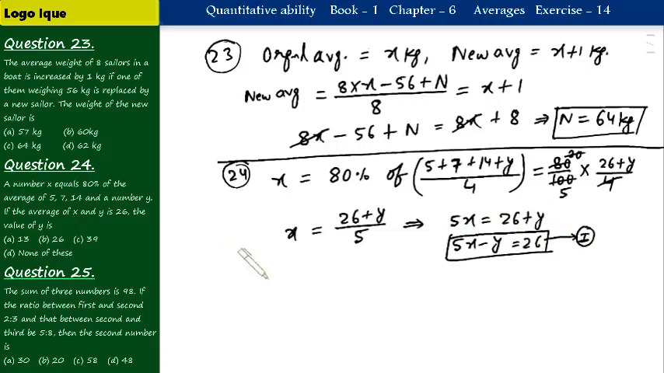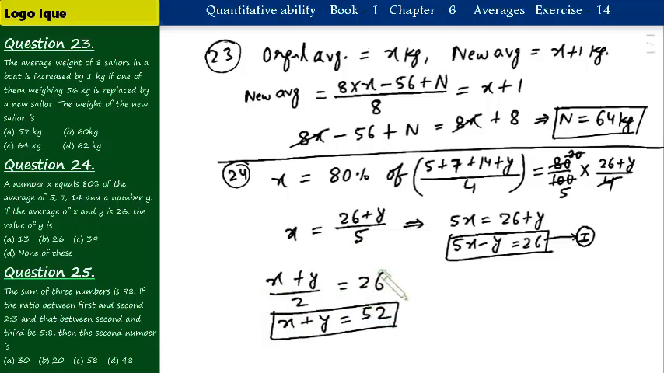Now similarly, it says the average of x and y is 26. So x plus y upon 2 is equal to 26. That means x plus y is equal to 2 into 26, that is 52. So we have the second equation as x plus y equal to 52. Now we have to solve these two equations. For that, we'll simply add them. So 5x minus y equal to 26, x plus y equal to 52.